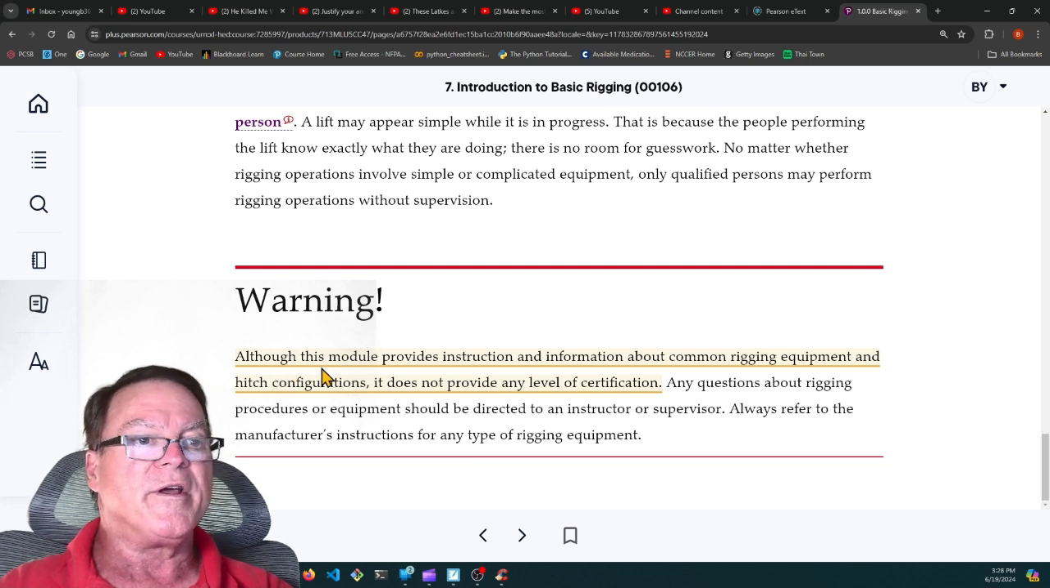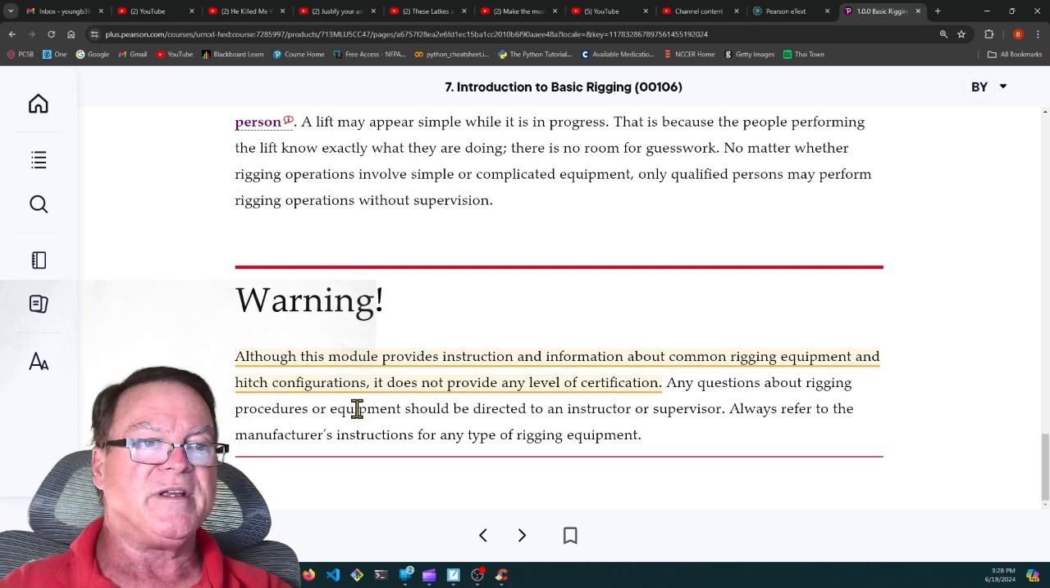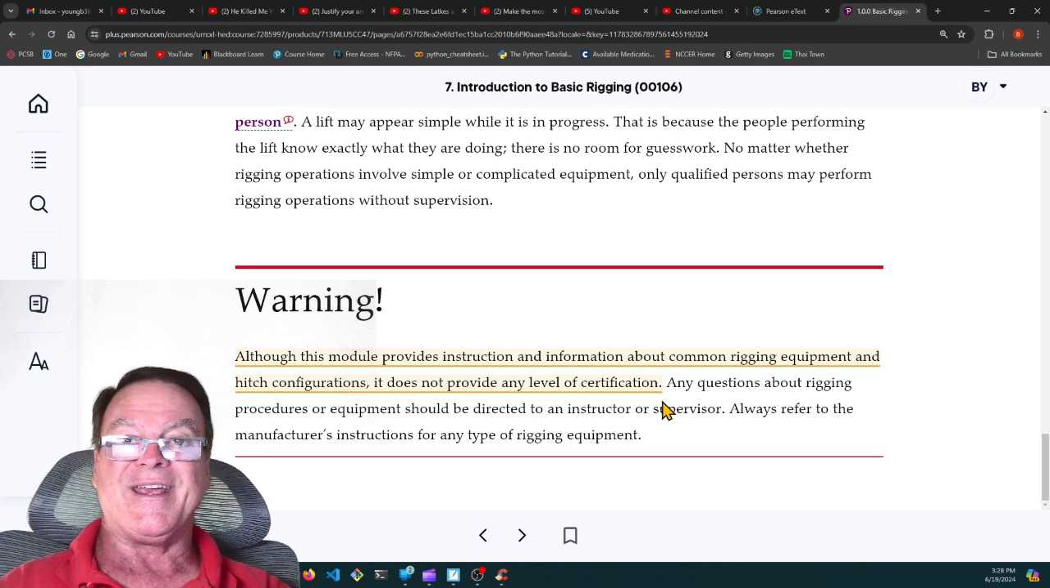And it says here, warning: although this module provides instruction and information about common rigging equipment and hitch configurations, it does not provide any level of certification.